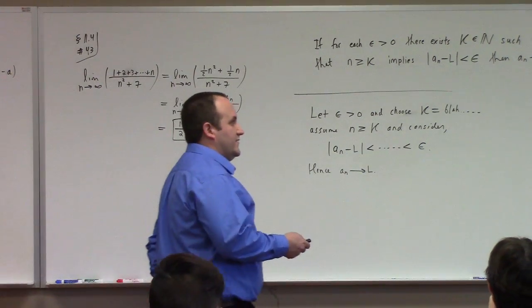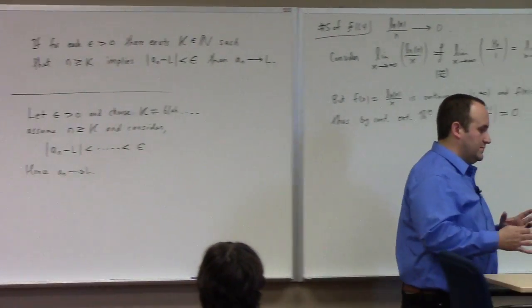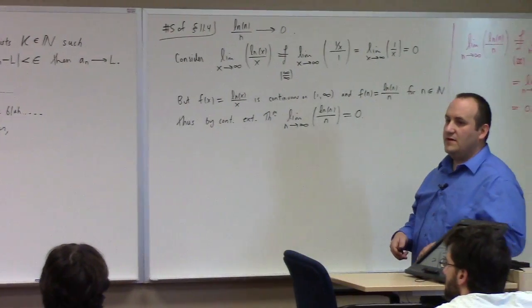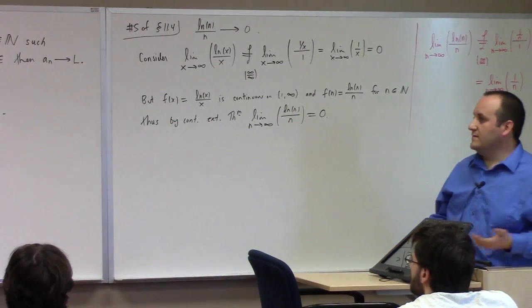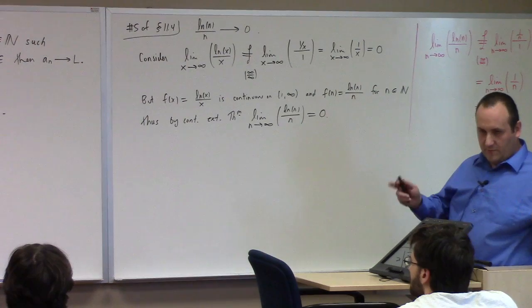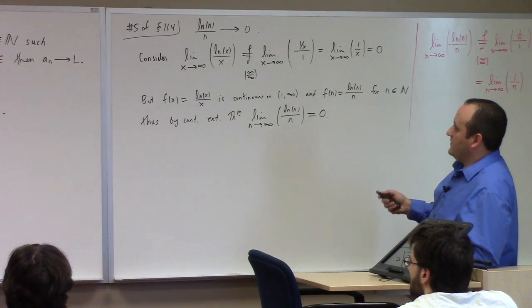All right, so first things first, where should I start? In section 11.4, there were a couple of remaining things that I haven't proved, and I said I'd put them off until we had L'Hopital's rule. So now we have L'Hopital's rule, right? Let's go ahead and prove those. First of all, ln of n over n going to 0.